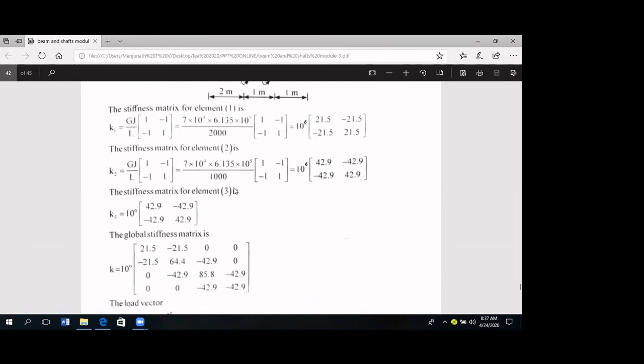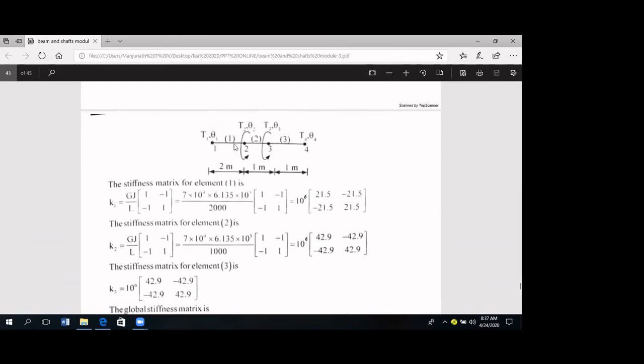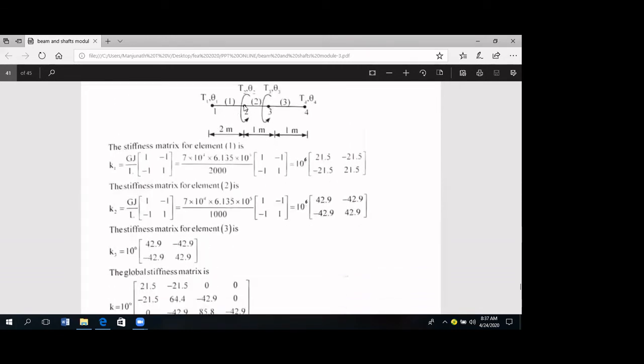Now we need to assemble these three elements. To assemble it, just see here: for the first element and second element the common node is 2. Similarly, for the second element and third element the common node is 3. Wherever the combination is there, only those values are added as we assemble to get the global stiffness matrix.